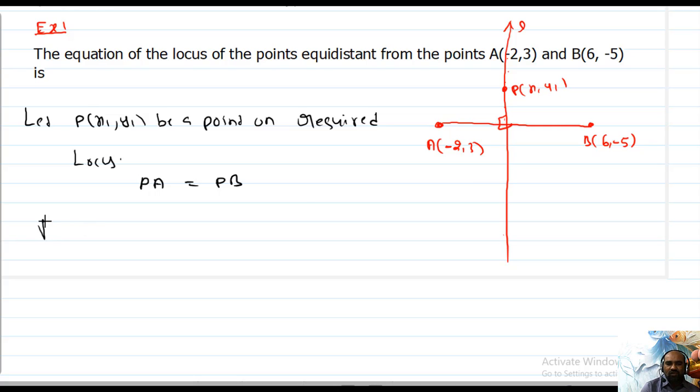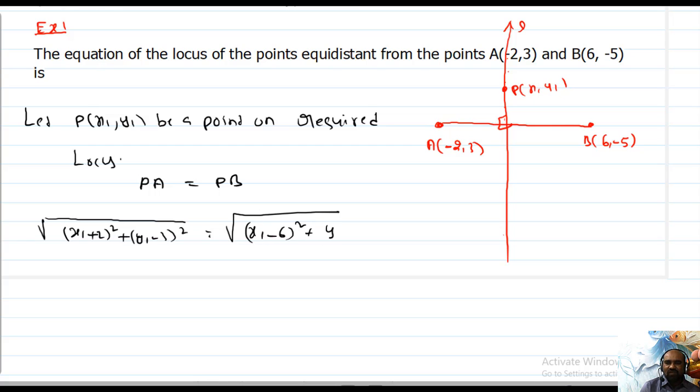So what can I write? Root over (x1 plus 2) whole square plus (y1 minus 3) whole square should be equal to root over (x1 minus 6) whole square plus (y1 plus 5) whole square. Now we need to simplify this. For that, squaring on both sides, what will we get? (x1 plus 2) whole square plus (y1 minus 3) whole square equal to (x1 minus 6) whole square plus (y1 plus 5) whole square.